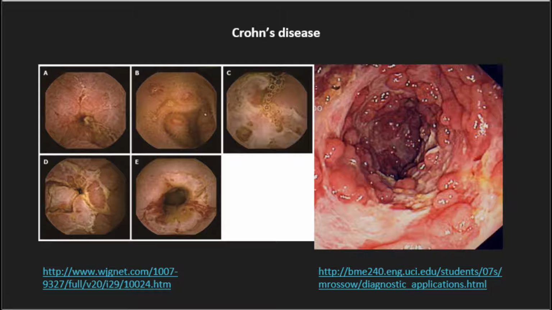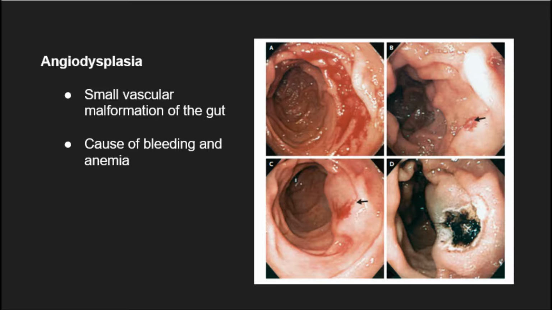However, it cannot detect Crohn's disease in the small intestine. With the flexibility of the capsule endoscope, we can detect various symptoms within the small intestine which cannot be detected by traditional endoscope, such as angiodysplasia, which is a small vascular malformation of the gut. It can be considered a cause of unexplained bleeding and anemia in the gut.